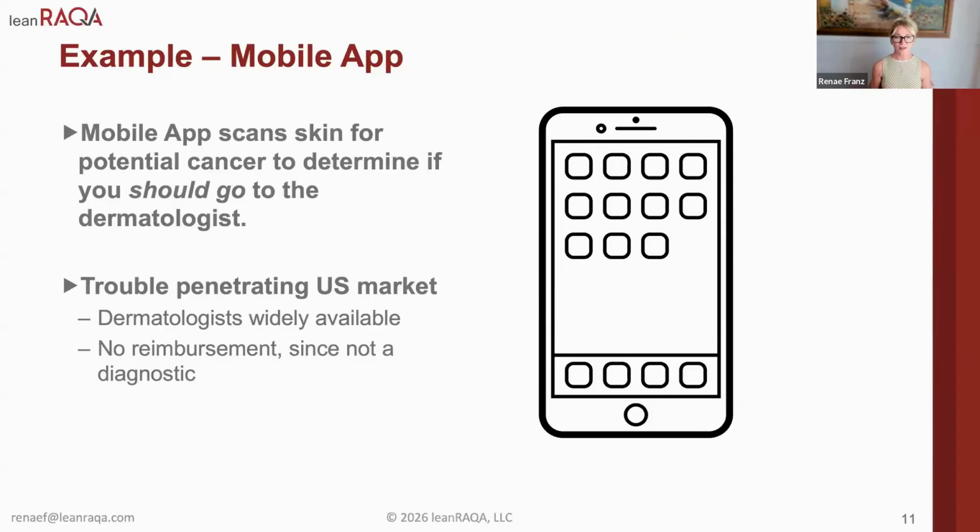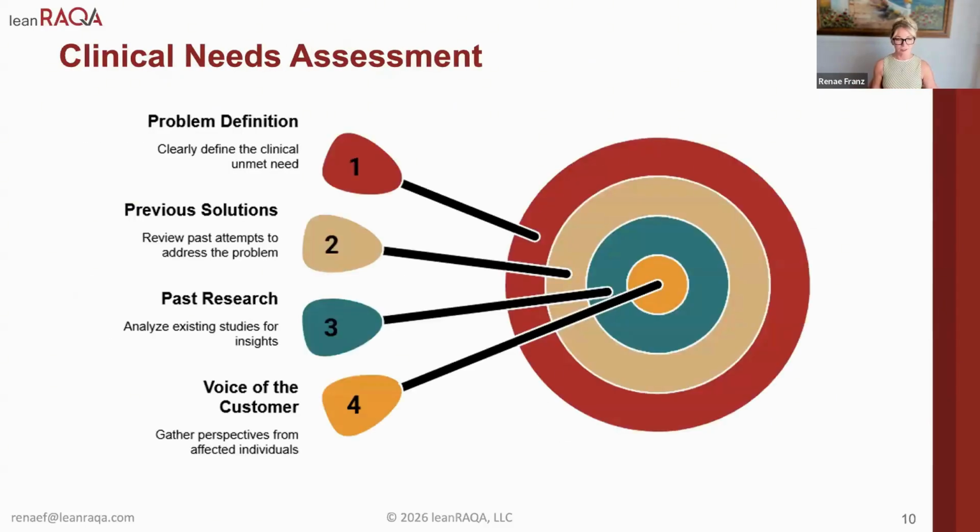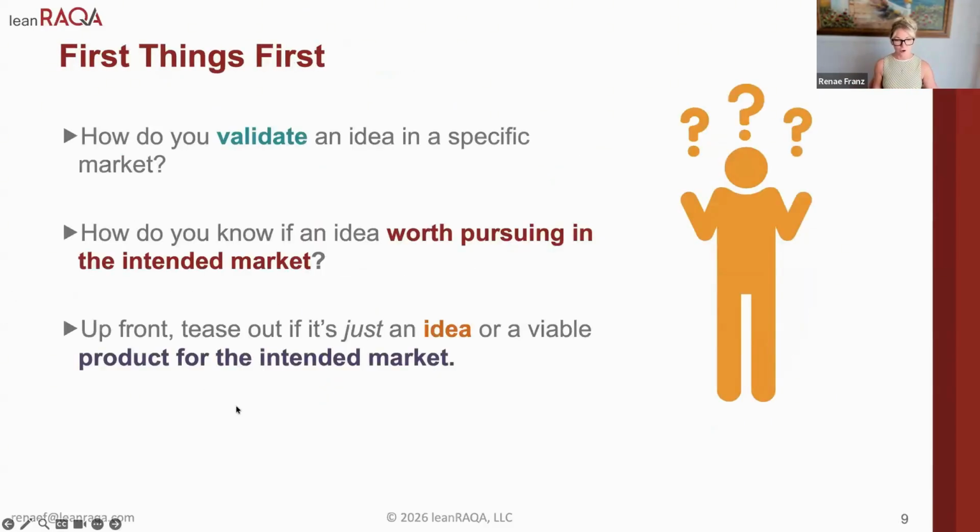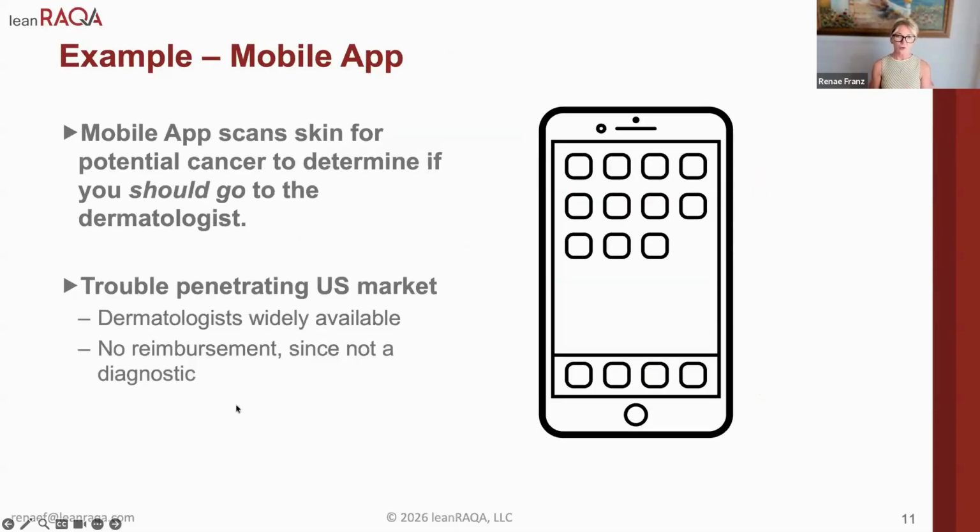When they came to us, the first thing we did for them is a voice of the customer needs assessment. So that's this right here, number 4. And what we did is we went right to dermatologists and we said, hey, would you use this in your practice? And they said, well, can we use this app instead of doing a biopsy? Couldn't do that.